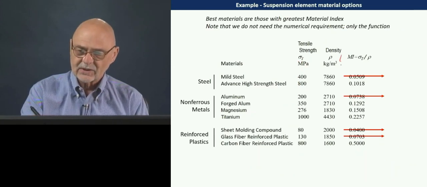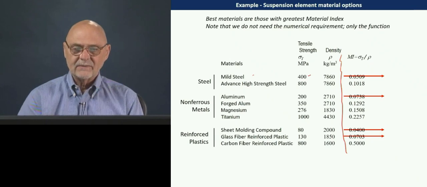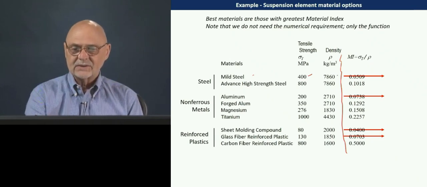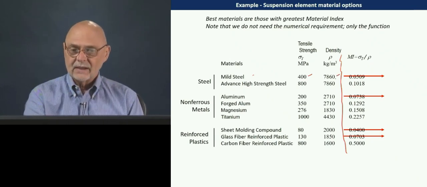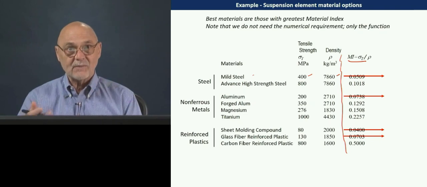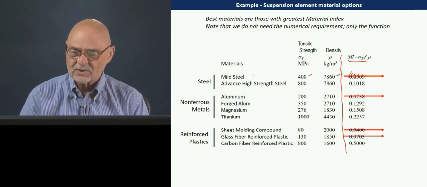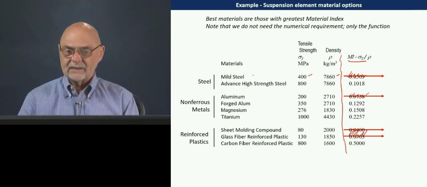So here, let's first look at this. Here's several different materials. This is their tensile strength. This is their density. We just divide those two, and we come up with a material index. And remember, we want to maximize that value. So we're going to, right now, just throw away the ones with the smallest values. So we get rid of those 4 materials.